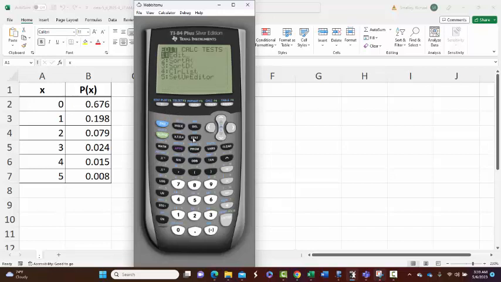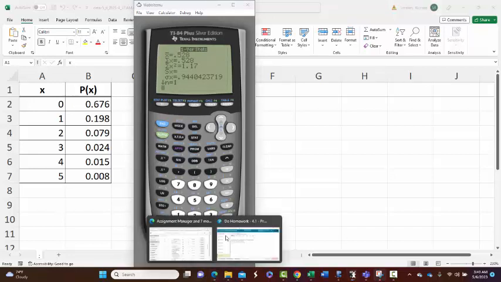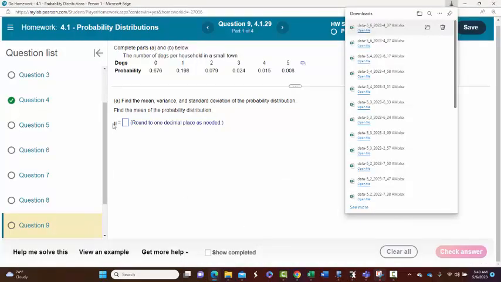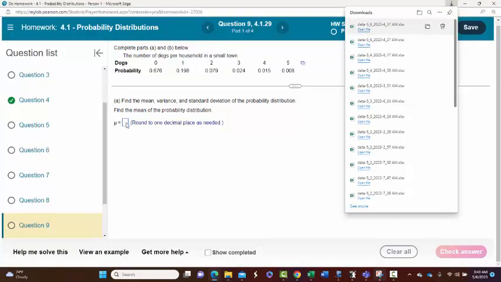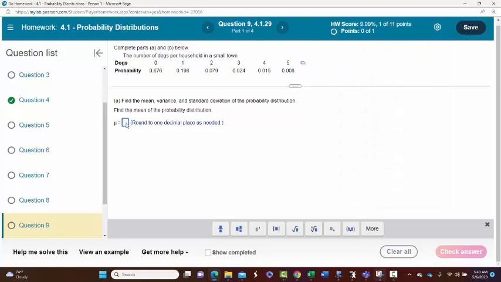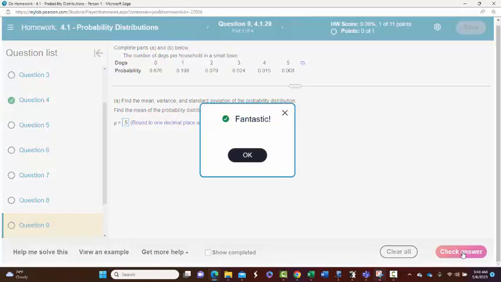I can go stat, calc. All right, 1-Var Stats. So there we have it. So the mean is 0.528. One decimal place? That's weird. That is really weird.